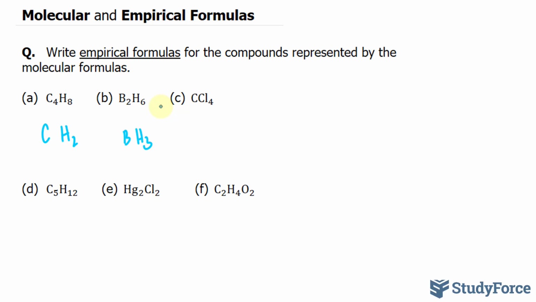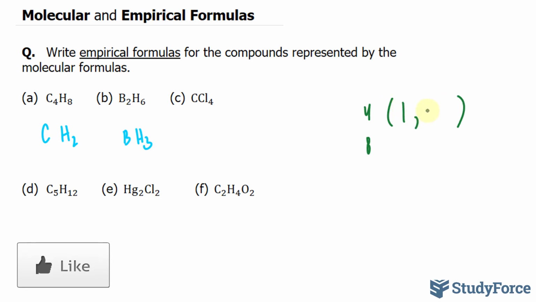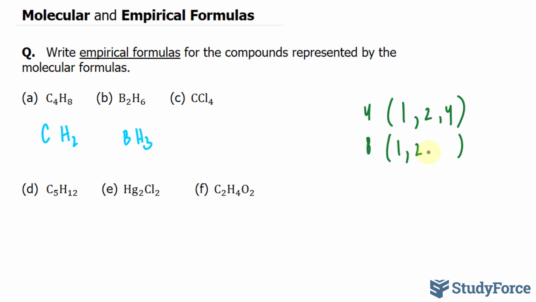Before we move on to D, E, and F, you can do this mathematically by writing out the numbers. Let's say we have 4 and 8, like this, and finding out numbers that multiply into 4 and 8. Numbers that multiply into 4 are 1, 2, and 4. Numbers that multiply into 8 are 1, 2, 4, and 8. The greatest number here is 4, and that's what you divide the subscripts by. Let's move on to part D.